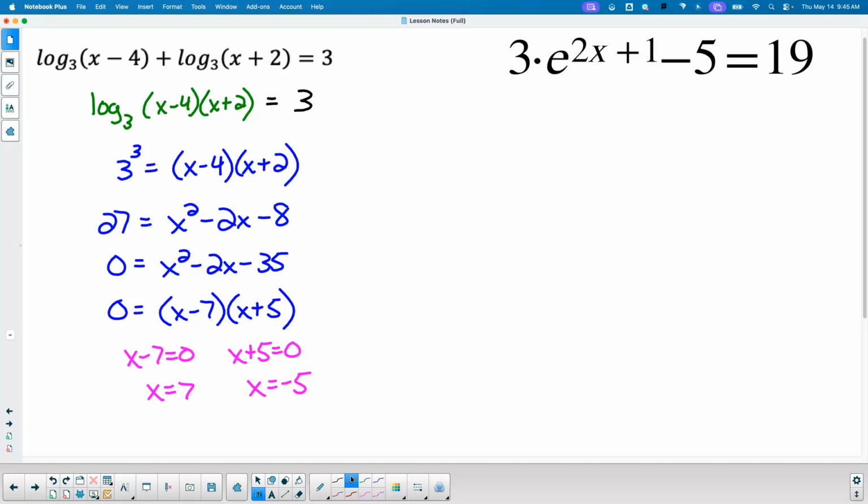Negative 5 is going to drop out because we can't have log base 3 of negative 9. But the other two work. So x here is going to just equal 7.